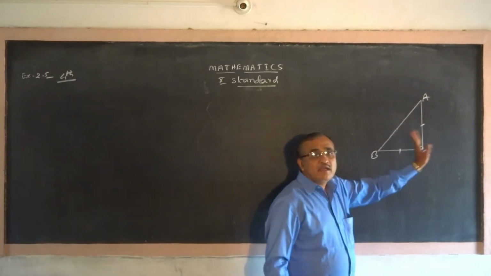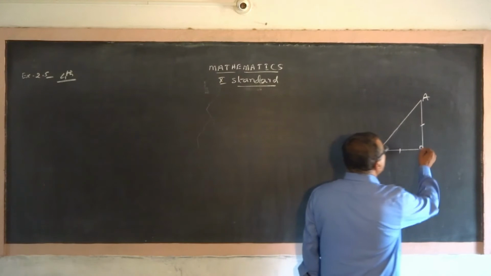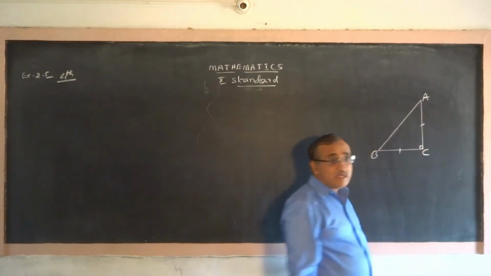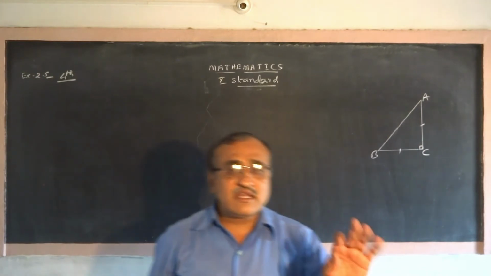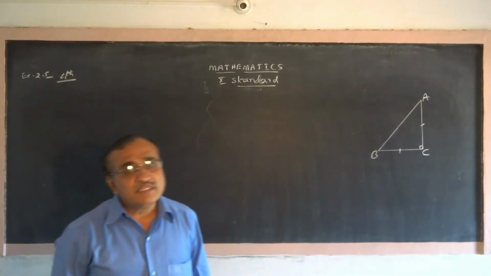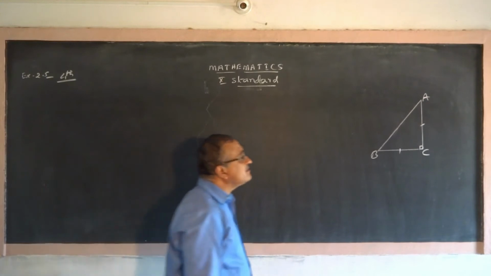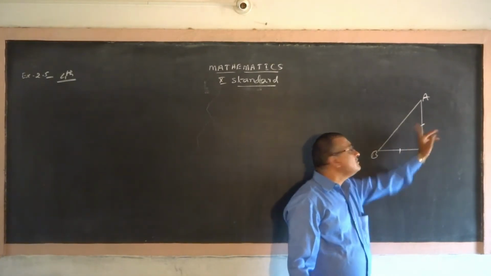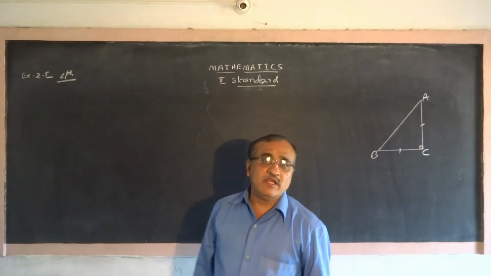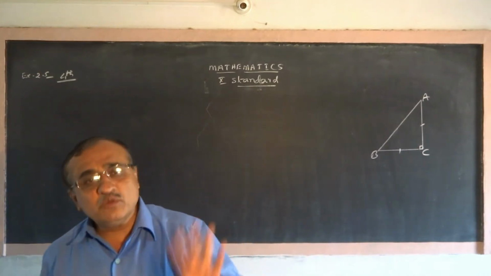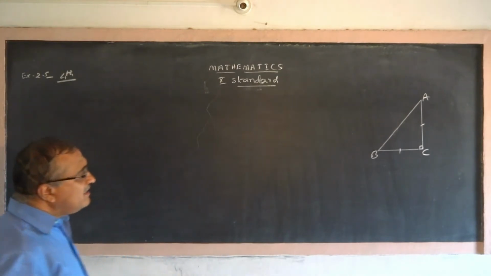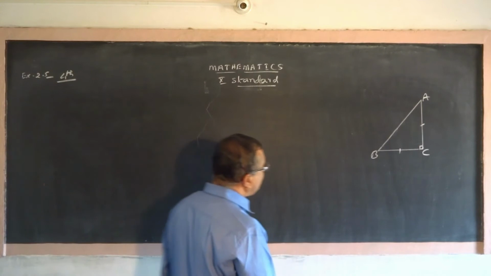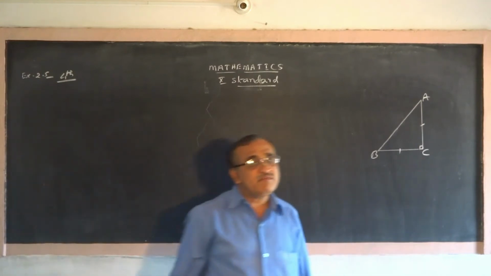ABC is a right angle triangle and angle C is 90 degrees. It is an isosceles triangle also. Isosceles right angle triangle means the sides containing the right angle are equal. These two sides are equal. Isosceles means the two sides are equal. That is, BC and AC are equal. Then we are required to show that AB square equals 2 times AC square.